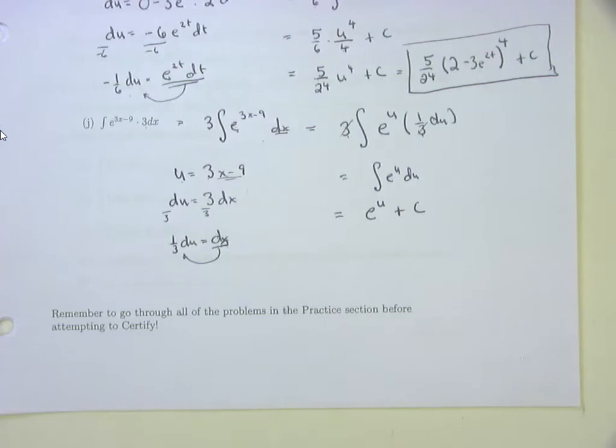4 rules. Integral of constant du is constant times u plus c. Integral of u to the n du is u to the n plus 1 over n plus 1 plus c. Integral e to the u du is e to the u plus c. Integral 1 over u du is natural log absolute value of u plus c. It's going to turn into one of these 4 problems here.